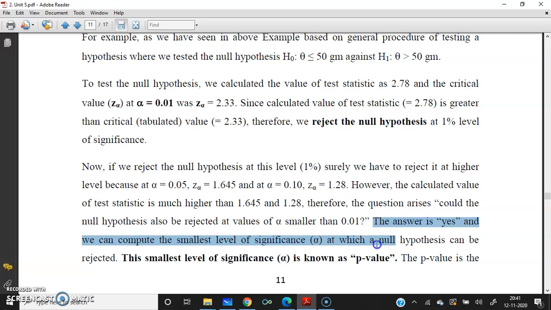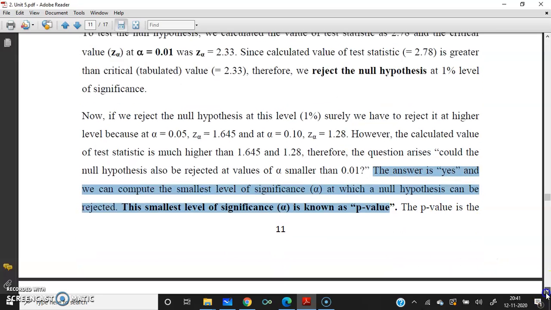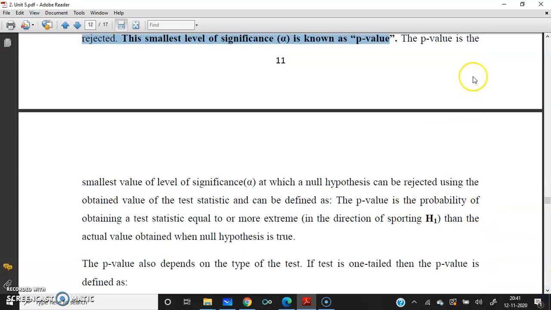Now we are interested in how small a level of significance we can take and still conclude that the null hypothesis is rejected. So the smallest level of significance alpha is known as the p-value. So here comes the p-value, the smallest level of significance alpha where we reject the null hypothesis. So the p-value is the smallest level. What do you call that? The p-value. P-value is nothing but the smallest level of significance alpha at which the null hypothesis can be rejected using the obtained value.